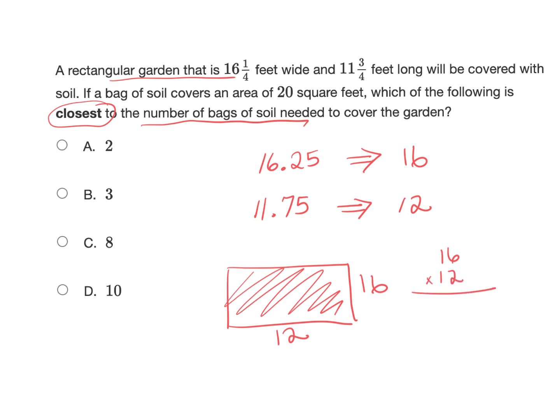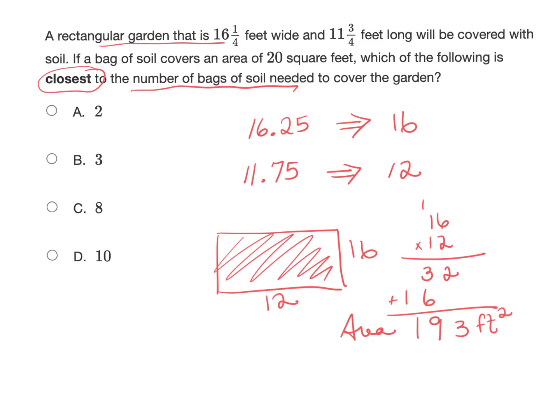2 times 6 is 12. 2 times 1 is 2 plus 1 is 3. And then 1 times 6 is 6. 1 times 1 is 1. You probably did not learn how to multiply like this, and that's okay. That's how I learned how to do it. You multiply any way you need to. But 16 times 12 is 193 feet squared. Okay, so that's my area.